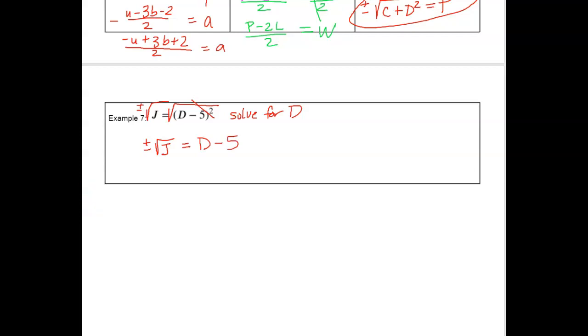Okay, so now to get D alone, we'll add 5, and we'll add 5. And usually because this 5 is positive, we write that first. All right, so there we go. Work on your literal equations and see how you do.